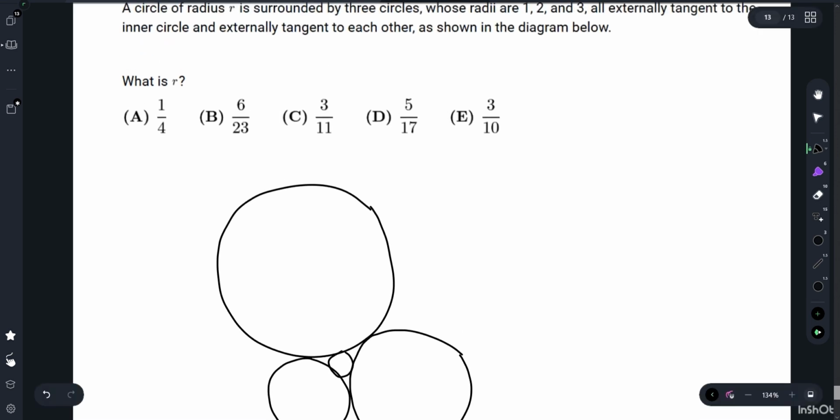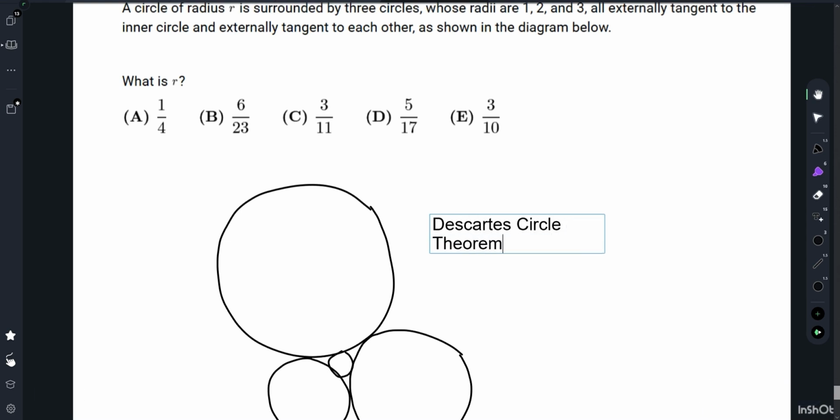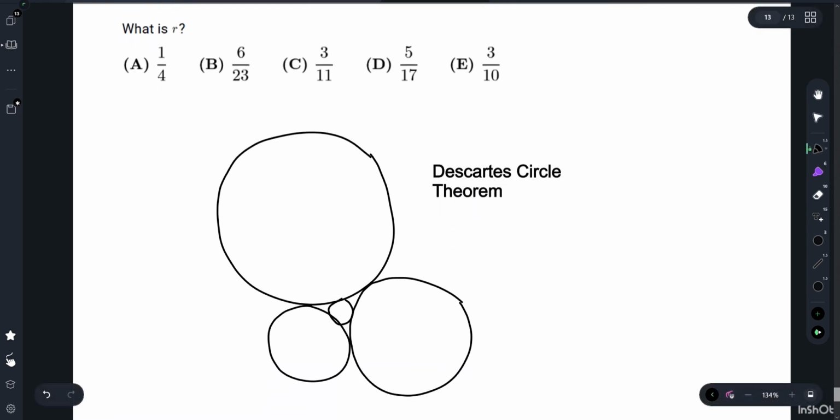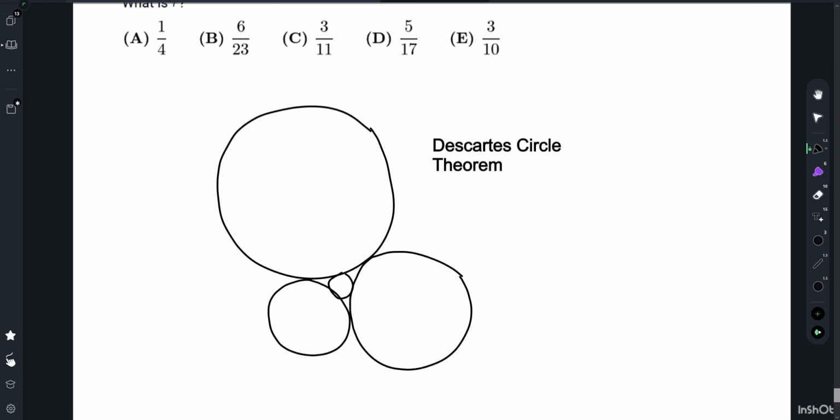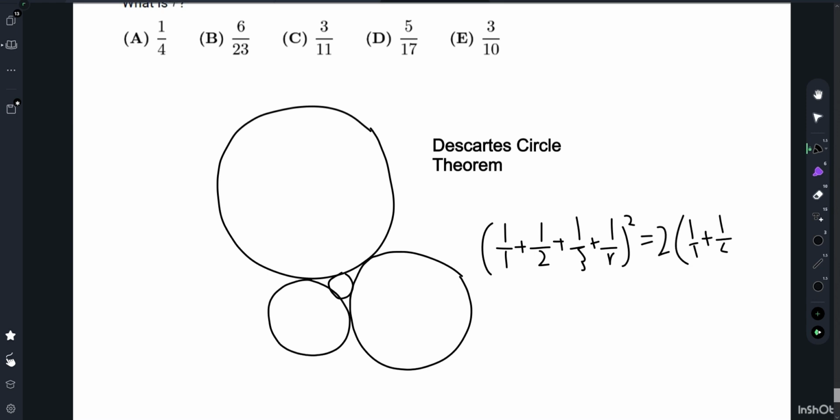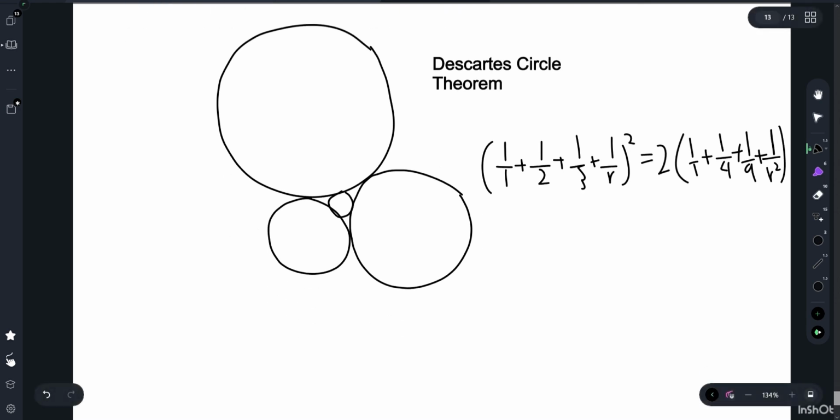What we're going to use is called Descartes' circle theorem. Basically, this theorem states that any 4 mutually tangent circles must satisfy this equation, in terms of curvatures, which are just the reciprocals of the radii. So we have (1/1 + 1/2 + 1/3 + 1/r) squared must be equal to 2 times (1/1 + 1/4 + 1/9 + 1/r squared). So now let's expand this.